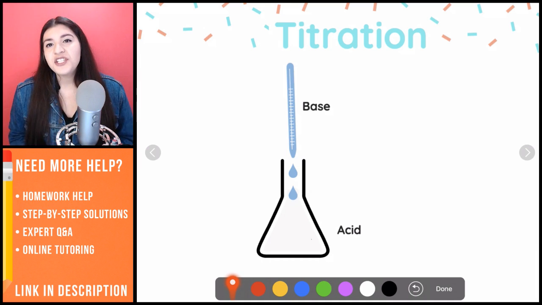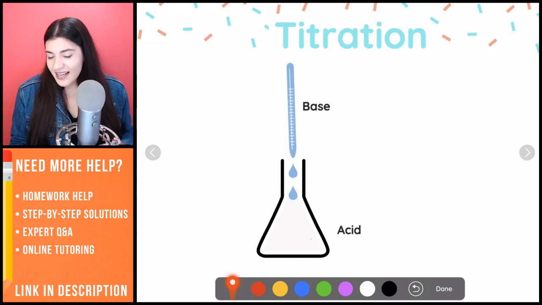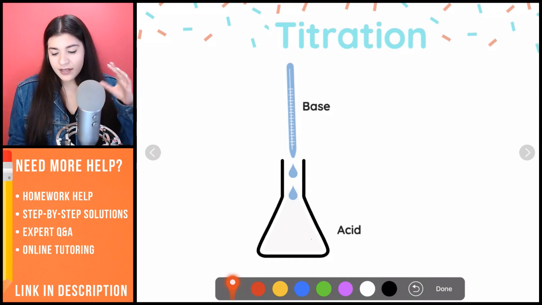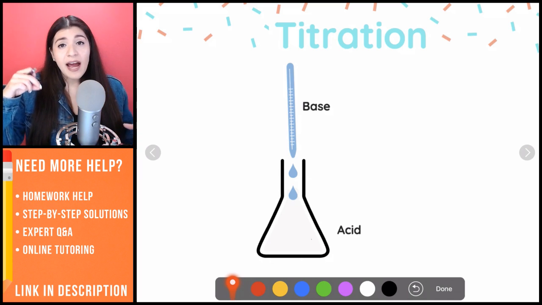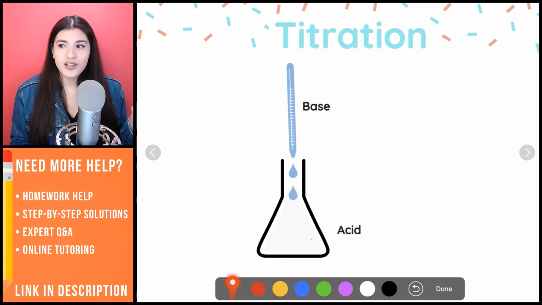The point of titration is to get to neutralization, and where we get to neutralization is actually called the equivalence point. So what's going to be happening in lab, this is a good demonstration of what's going to be happening in lab, is we're slowly going to be adding our base. And what's going to happen is this acid is actually going to start changing colors.